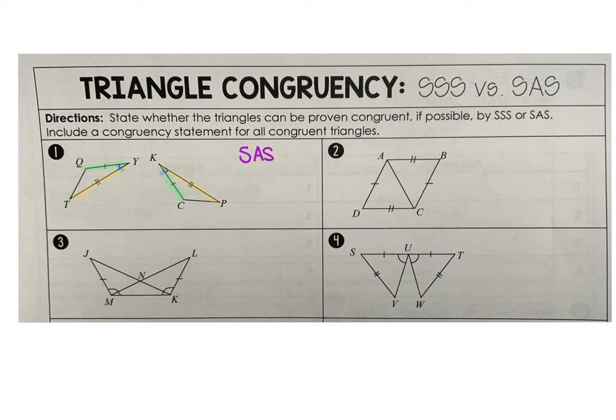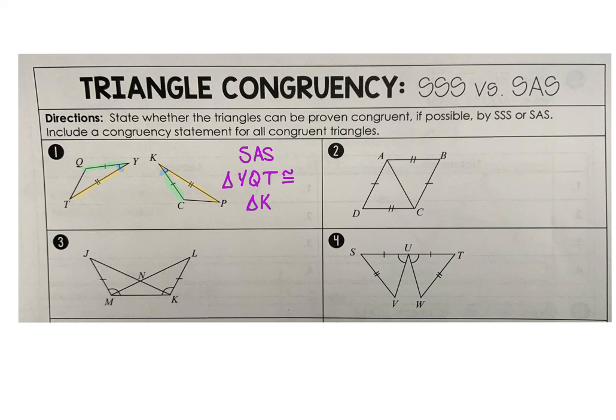And then they want you to write a congruent statement. So if they're congruent, write a congruent statement. So they want you to say, well, then I can say that triangle YQT is congruent. Now, how do I write the next one? Well, Y is congruent to K, right? So K needs to come first, all right?